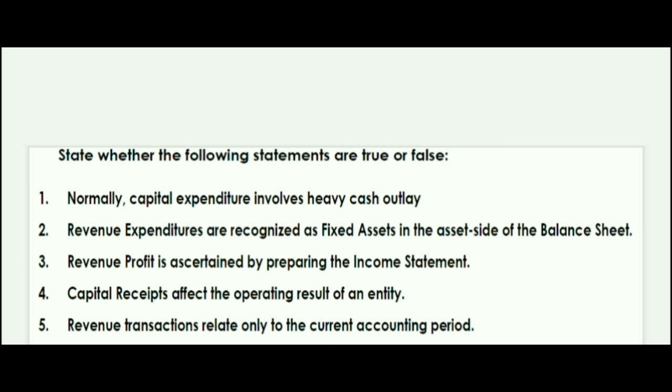Next, revenue profit is ascertained by preparing the income statement. How will we come to know the revenue profit? The income statement is the basis to get the revenue profit, so yes, it's true. Fourth, capital receipts affect the operating result of an entity. Well, the answer is wrong, false. Next, revenue transactions relate only to the current accounting period.